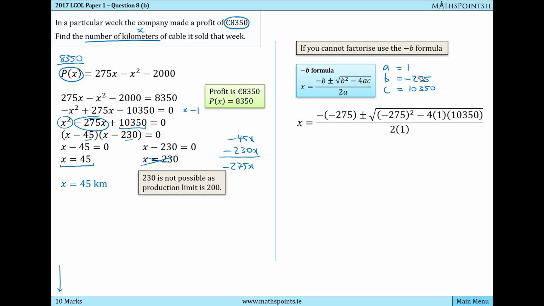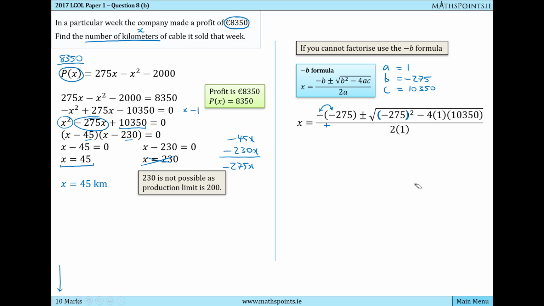A couple of places to be important. When you have a minus b term, you're going to have a minus by a minus at the front of your formula. That's going to obviously become a plus. And then the other place to be careful is that minus b, when you put it into the minus b squared part, that's going to become a plus number. Now, to ensure that that happens, you just want to make sure to put the minus 275 in a bracket.